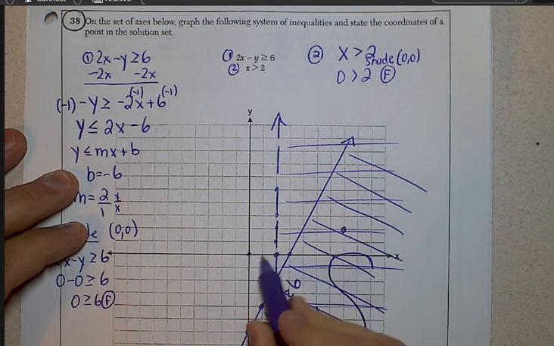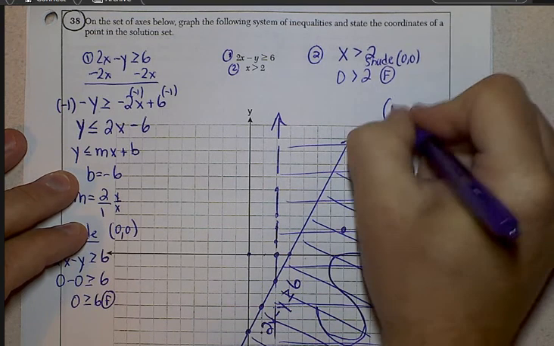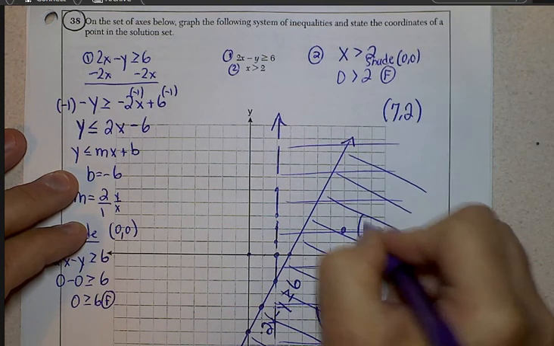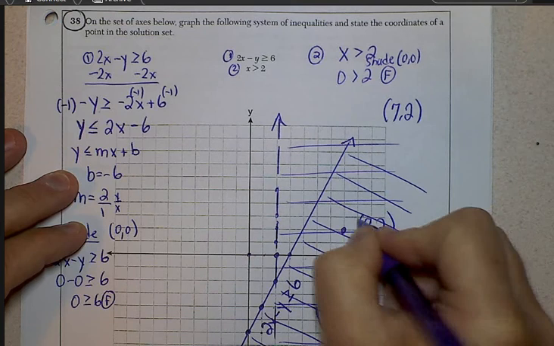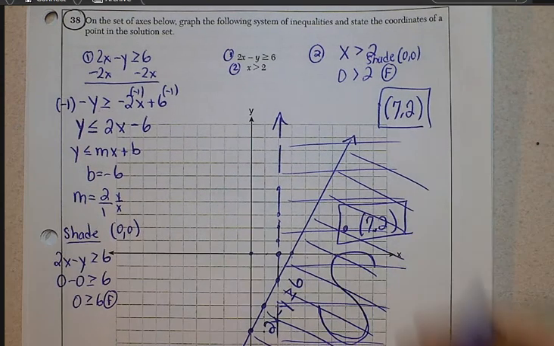1, 2, 3, 4, 5, 6, 7, 1, 2. So a point in the solution set would be 7, 2. You label it here, maybe put a box around it here or put a box around it here, and you're good. 7, 2, and that's that.